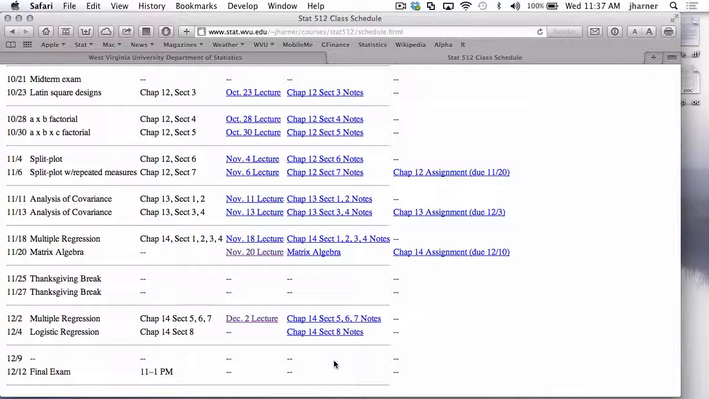I'll just indicate what we'll do today. We're going to cover the last section on logistic regression, which is section 8 in chapter 14. And then if we have some time left, I will talk about matrix algebra a little bit.